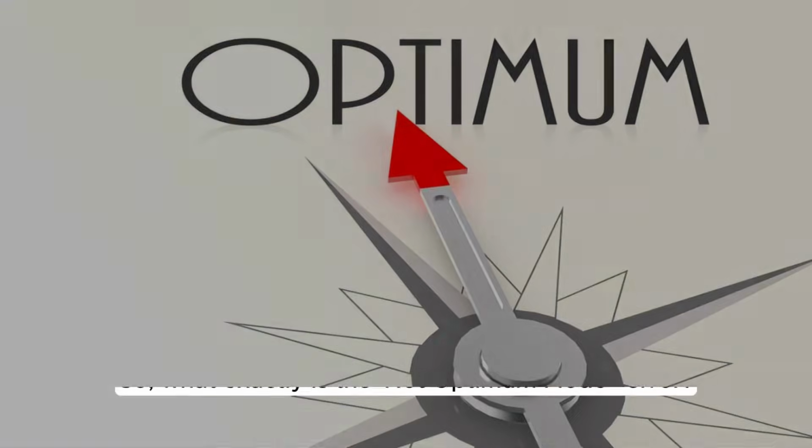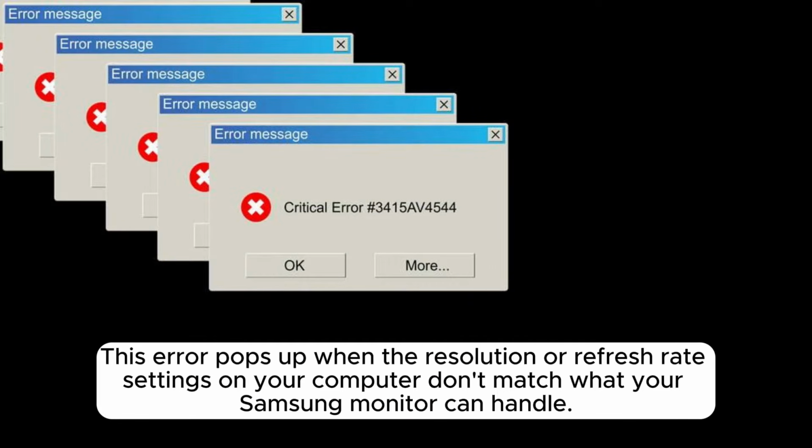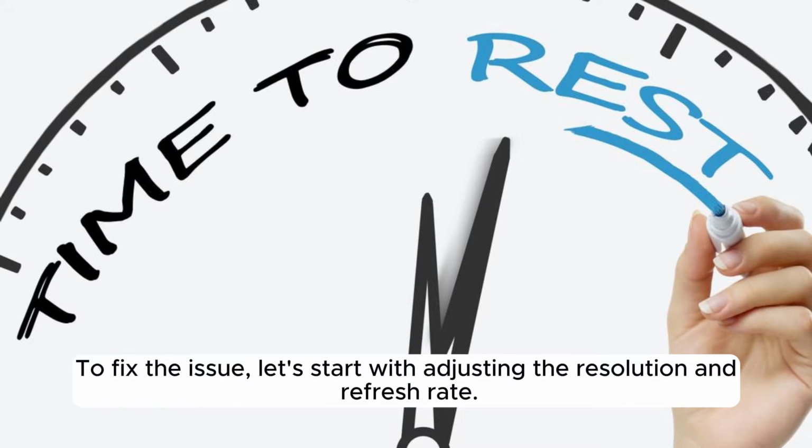Optimum Mode error. This error pops up when the resolution or refresh rate settings on your computer don't match what your Samsung monitor can handle. It can also be due to outdated drivers or faulty cables. Start with adjusting the resolution and refresh rate.